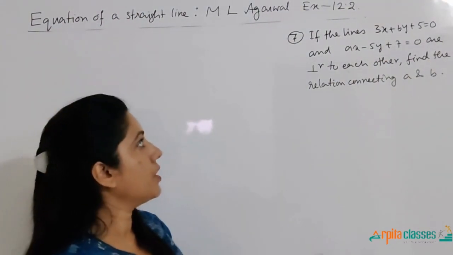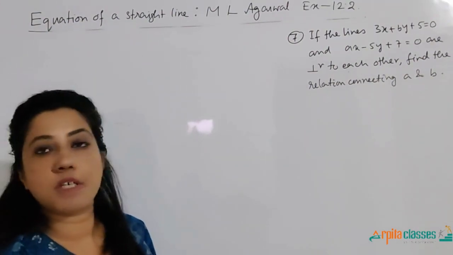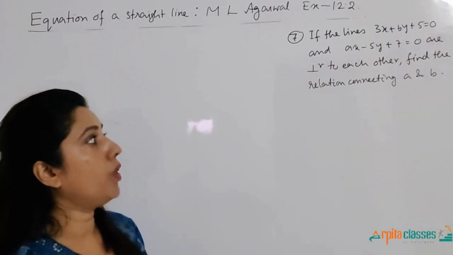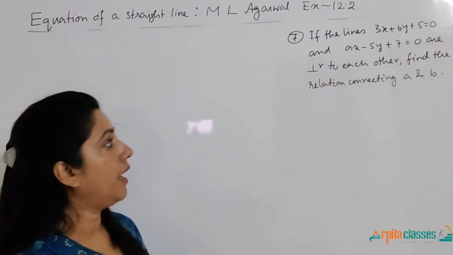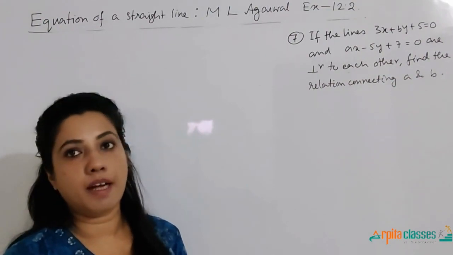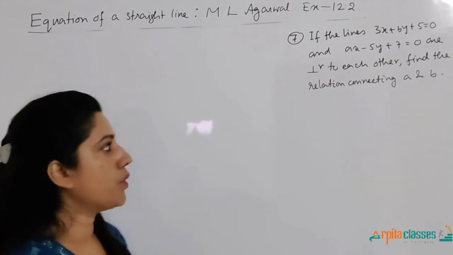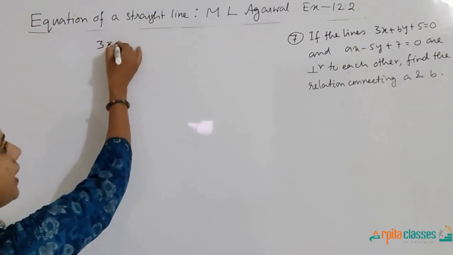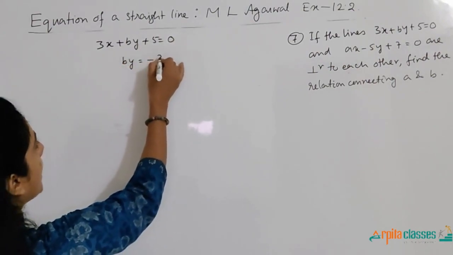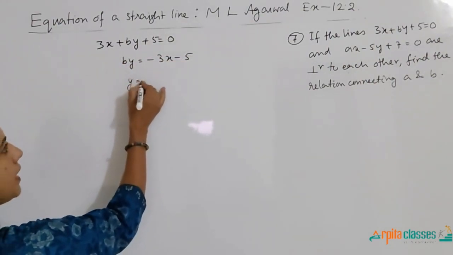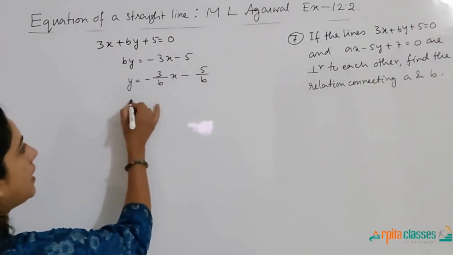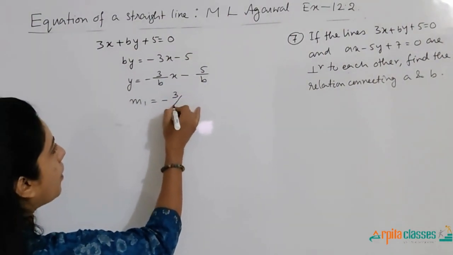Let's start with the seventh question. If the lines 3x plus by plus 5 is equal to 0 and ax minus 5y plus 7 equal to 0 are perpendicular to each other, find the relation connecting a and b. Again this is a very important sum. They are perpendicular to each other, so we have the criteria m1 into m2 is equal to minus 1. So let us start with the first equation. 3x plus by plus 5 equal to 0. So by is minus 3x minus 5, so y is minus 3 upon b x minus 5 upon b. From here we are getting m1 is equal to minus 3 upon b.